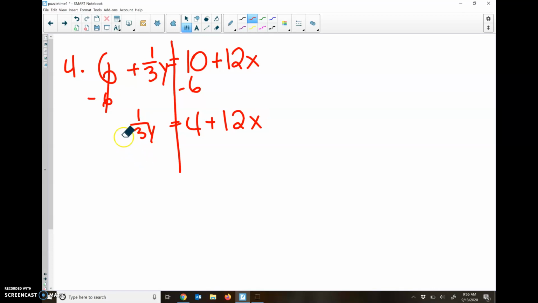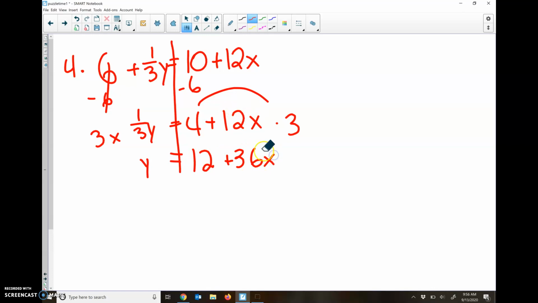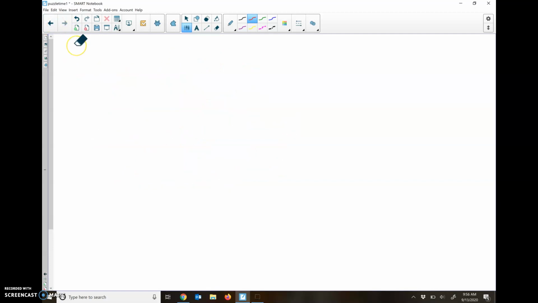And then I have 1/3 times y equals 4 plus 12x. So it's 1/3 times y, so I'm going to divide by 1/3. Remember we talked about in the last video or 2 videos ago, dividing by a fraction is really the same as multiplying by its reciprocal. So it's really the same as multiplying by 3. 3 times 1/3 is just 1y, so that goes away. 4 times 3 is 12. 12x times 3 is 36x. So there we go.